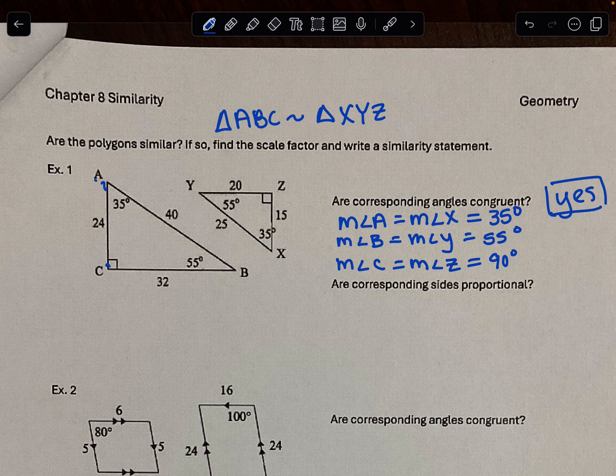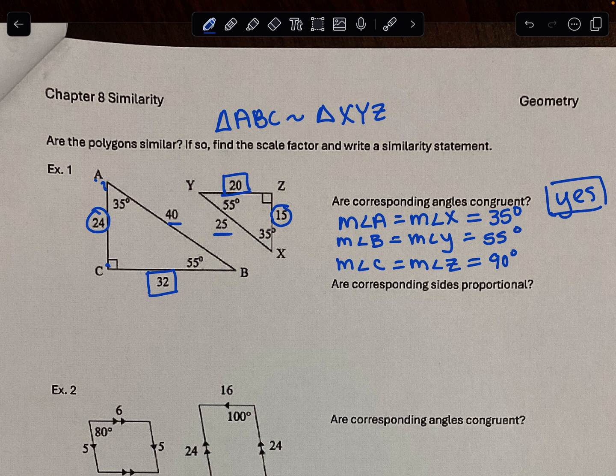So the other thing you can do is give your sides a marking, right? Like if I circle side 15, what side does that correspond to on the big triangle? AC, which would be 24. So I might circle those, okay? Then I might box in 20. What does 20 correspond to? Yeah, 32. And then maybe just underline the last two. Okay.